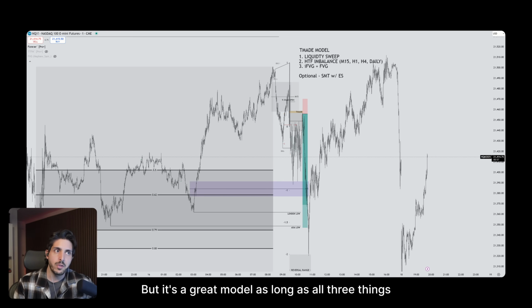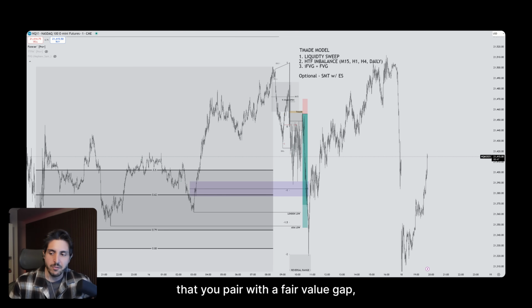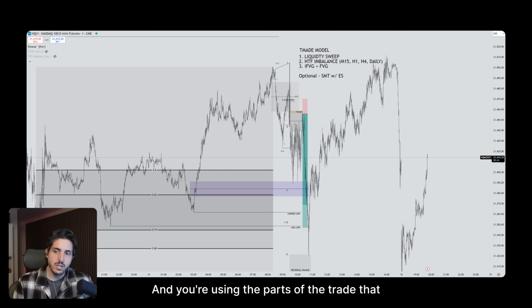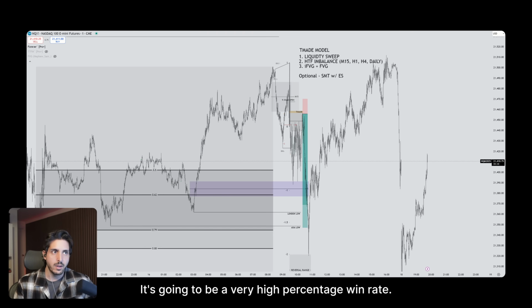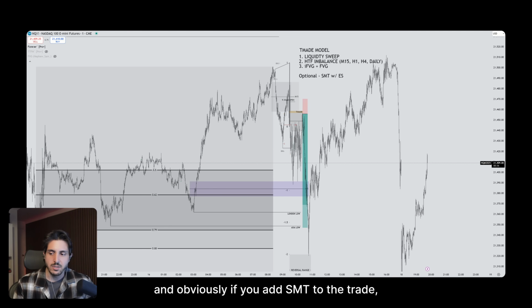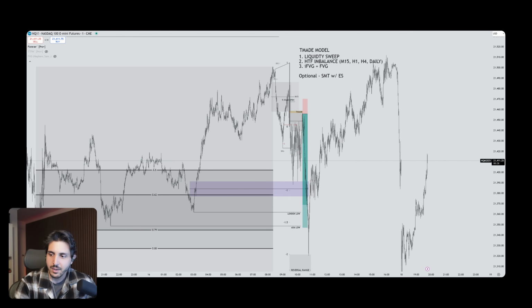As long as all three things that you look for are there: as long as you have the liquidity sweep and that liquidity sweep makes sense, as long as you have your higher time frame imbalance, and as long as you have your inversion fair value gap that you pair with a fair value gap, and you're using the parts of the trade that overlap. If you do that, it's going to be a very high percentage win rate. And obviously, if you add SMT to the trade, then it's going to be an extremely high win rate, because I always say when SMT appears, you can add an extra 5% that your trade's going to work out.